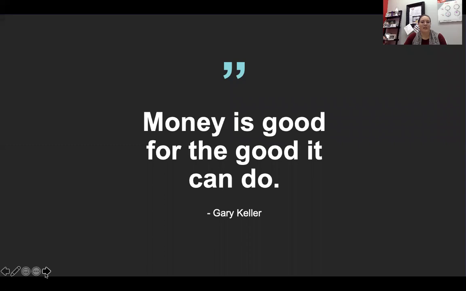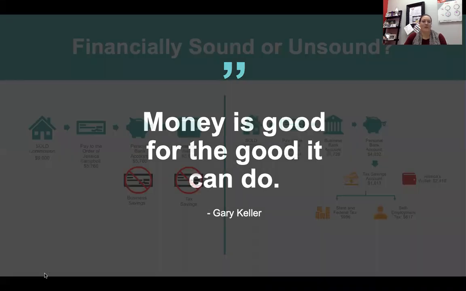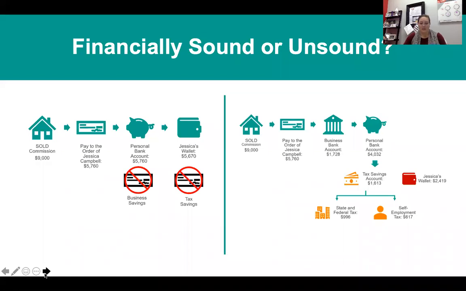Gary Keller says, money is good for the good it can do. That's very wise. When you set your goals, you become keenly aware of how many transactions you need to achieve your goals. This is going to be the money that you use to fund your big life, and that is going to be to do good, like Gary talks about.